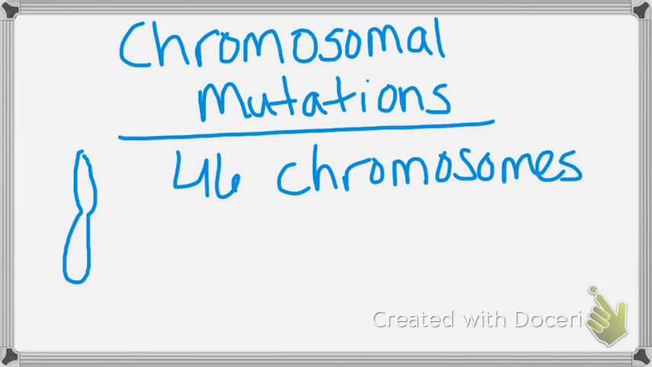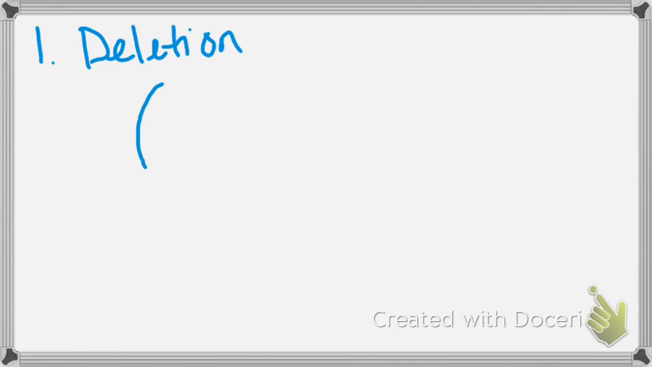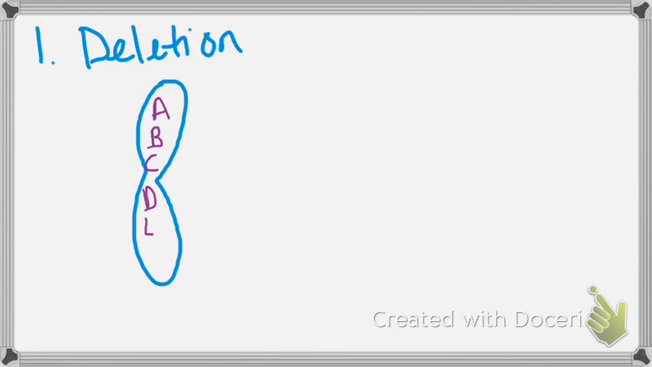So let's talk about 4 different types. The first type we're going to talk about is deletion. Deletion is just like what it sounds like. So let's draw our chromosome. To help us understand this, we're going to write some letters on our chromosome that represent genes that can be located on the chromosome. So we have A, B, C, D, E, F. These are genes on our chromosome.